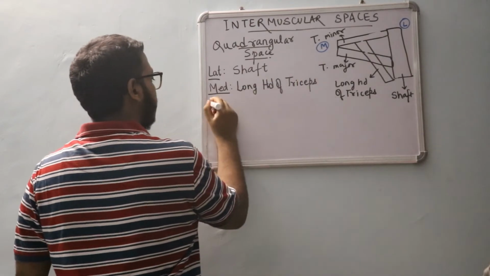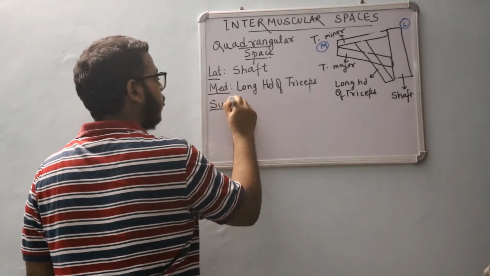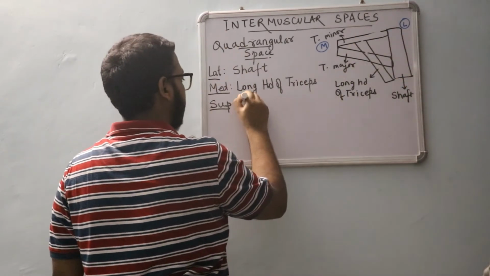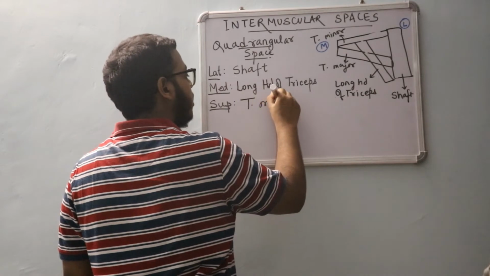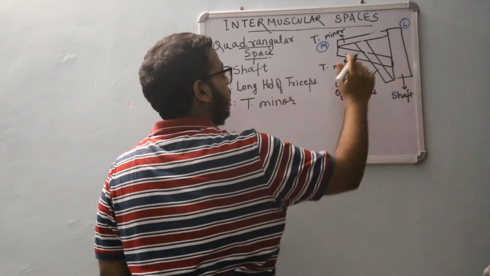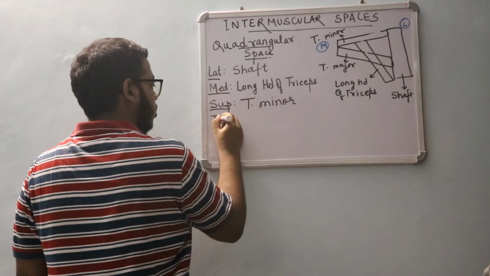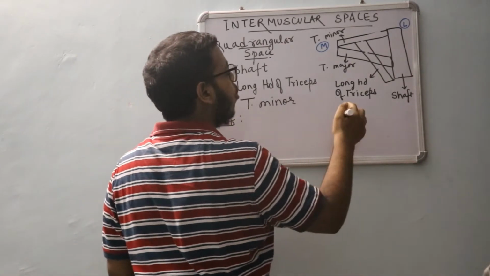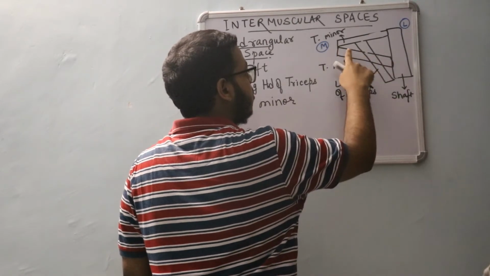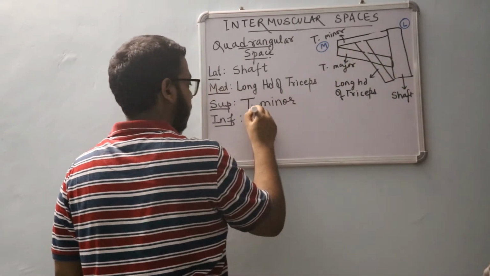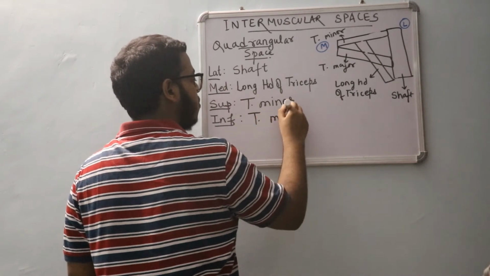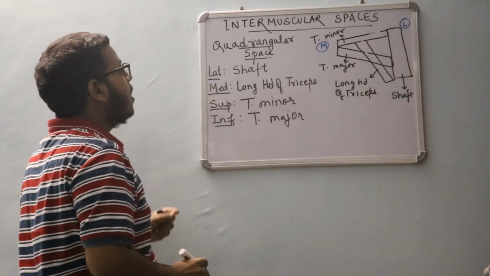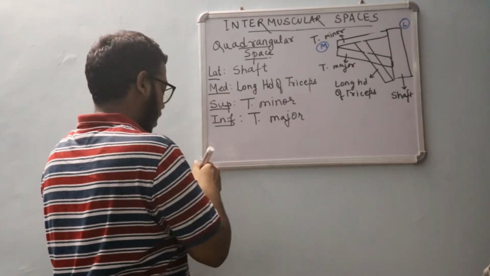Now the superior boundary. What forms the superior boundary? It is the teres minor muscle, the lower border of it. And the last but not the least, the inferior boundary. What is the inferior boundary formed by? It is the teres major muscle, the superior border, the upper border of the teres major in particular. So these are the boundaries of the quadrangular space.